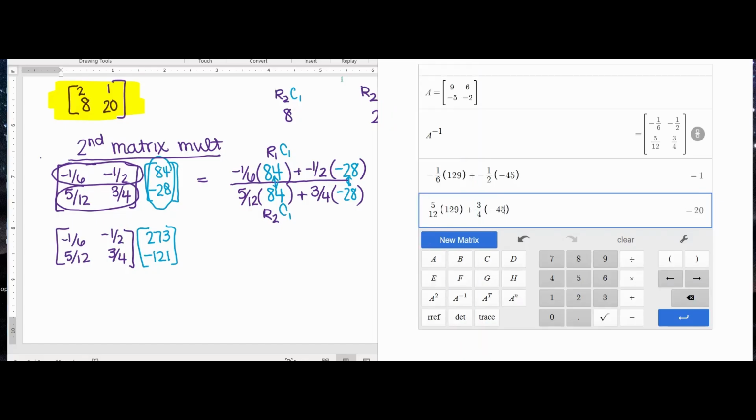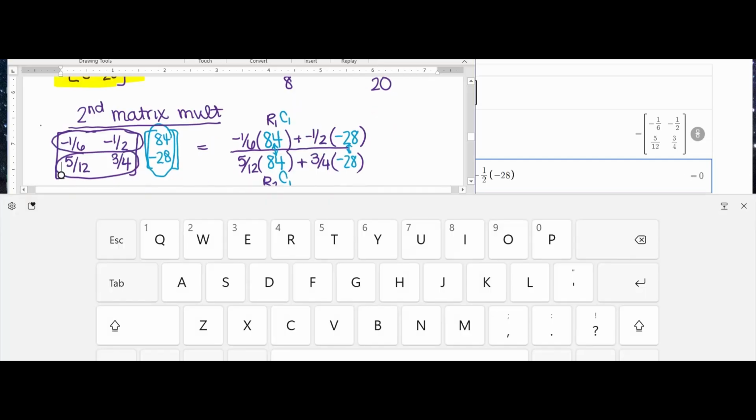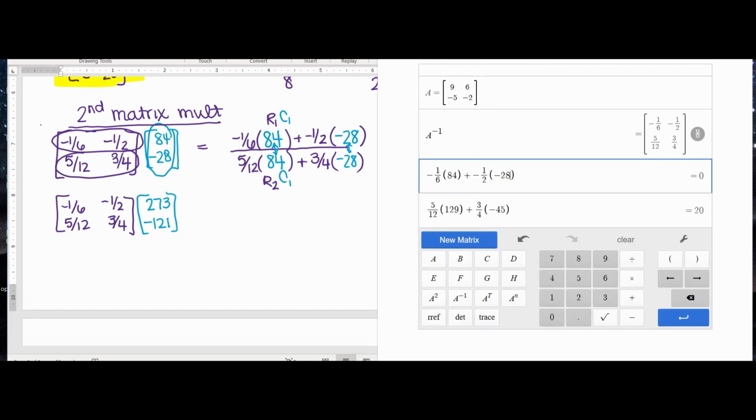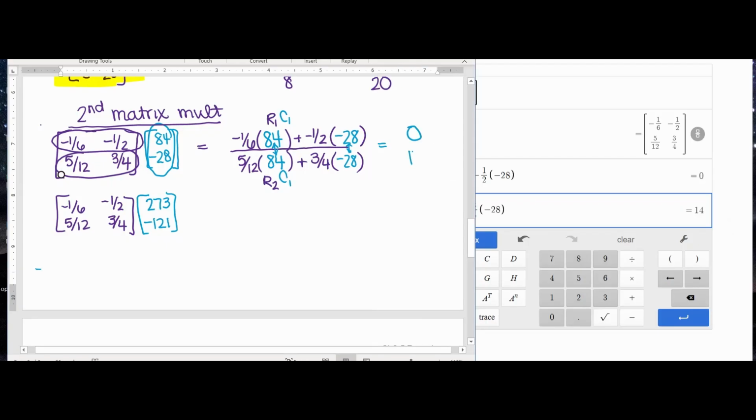Okay. If we go to our calculator, I still have my fractions in there, so I'm going to take negative 1/6 times 84 plus negative 1/2 times negative 28, and I get 0. And in the bottom, I would have 5/12 times 84 plus 3/4 times negative 28 to get 14.